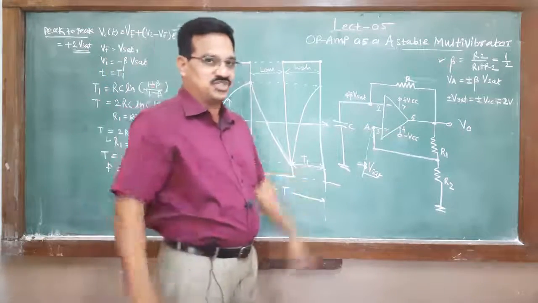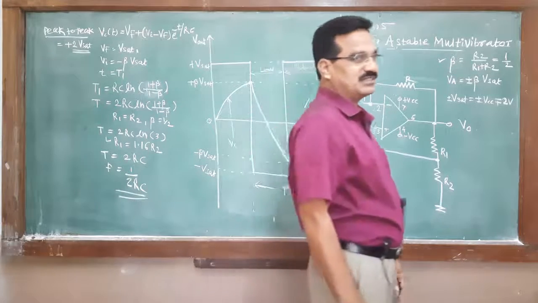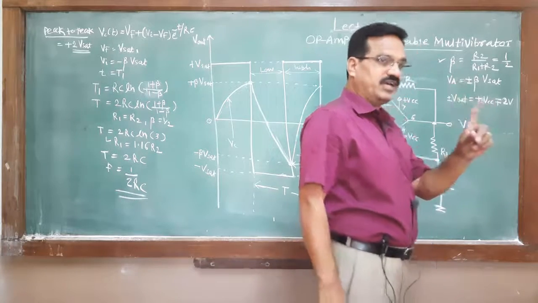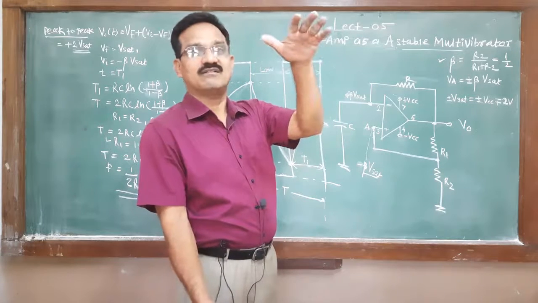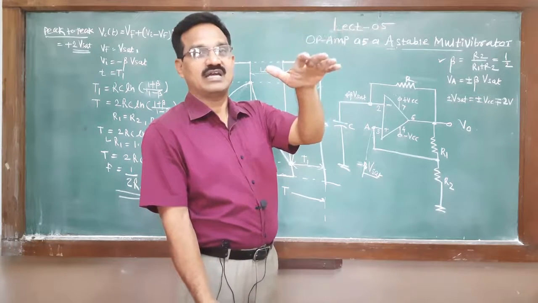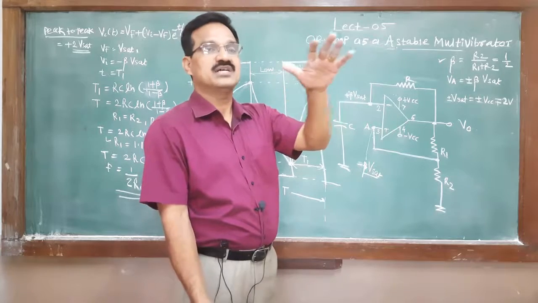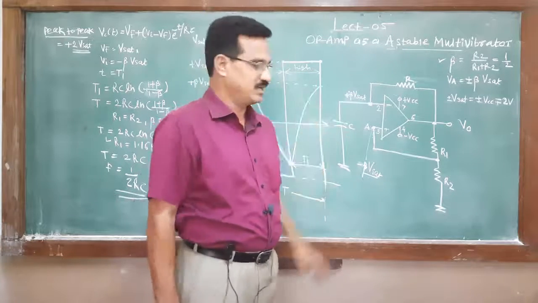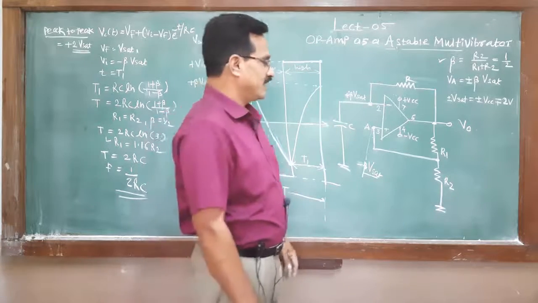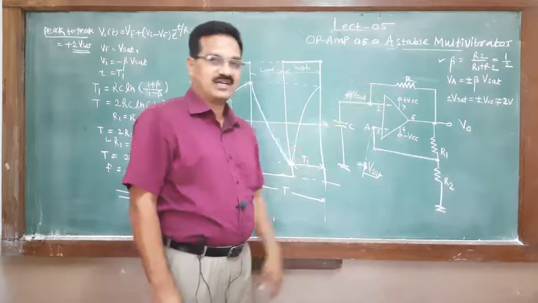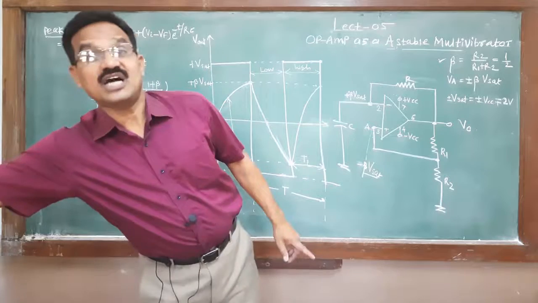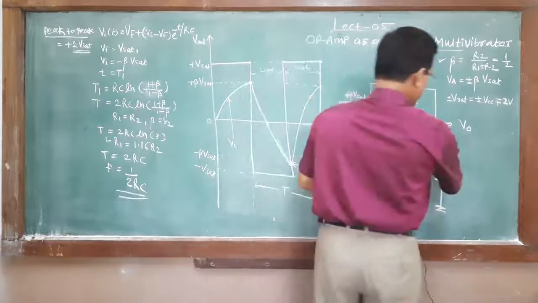This is the first method. Another way, how will you change? This is the first way to change the peak to peak amplitude of the square wave in an astable multivibrator, by using the supply voltage. Second point, if we want to change it, instead of the power supply, use Zener diodes back to back.